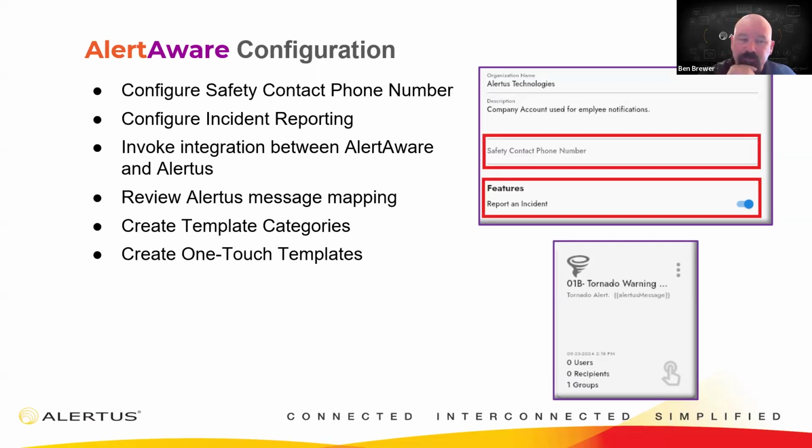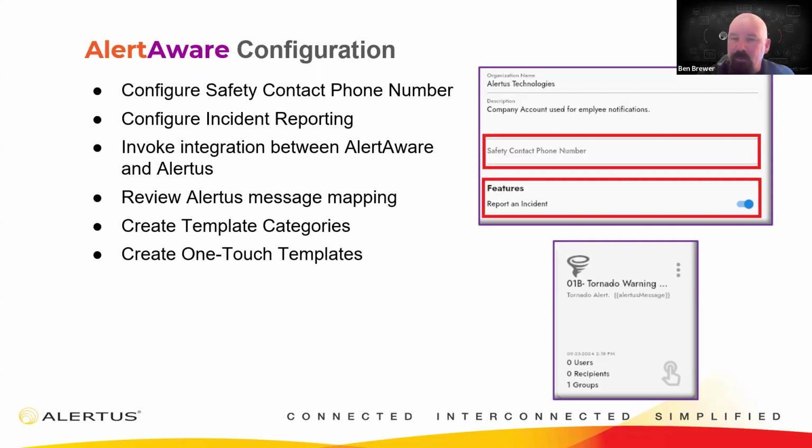So if you envision a use case where Alertus is going to pass alert content into AlertAware and target the group or groups, or maybe all, what we would then do is just create template categories and what we call one-touch templates, which is really the equivalent of a preset alert if you attended the last webinar, that would be activated by Alertus.